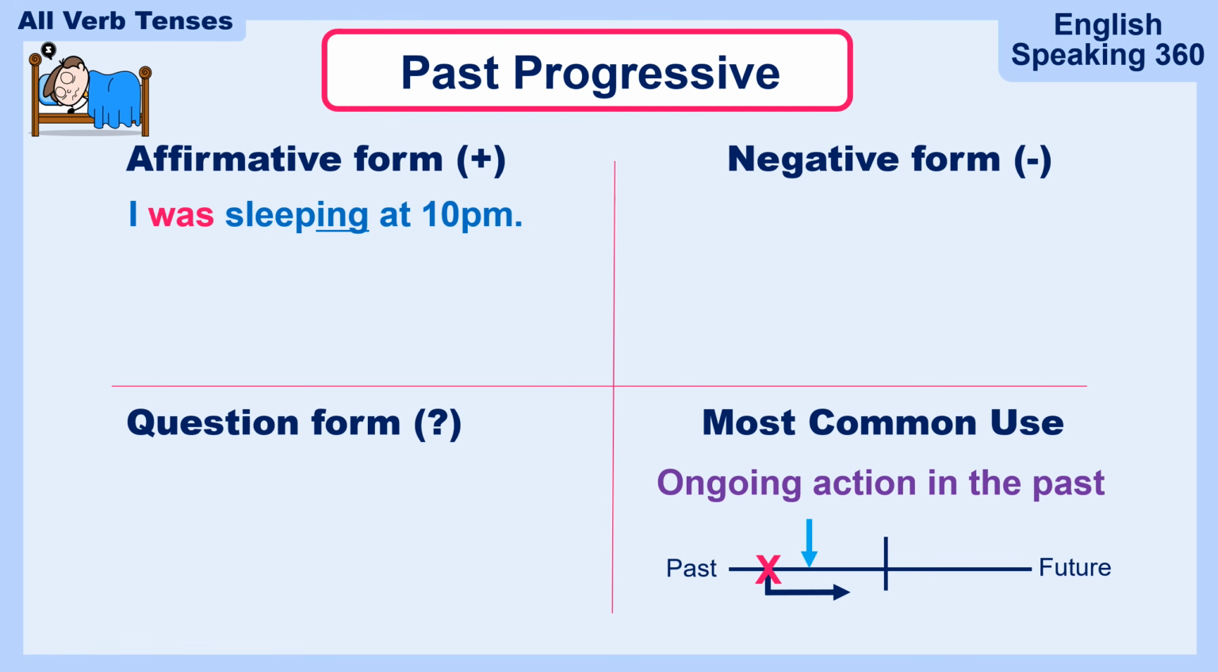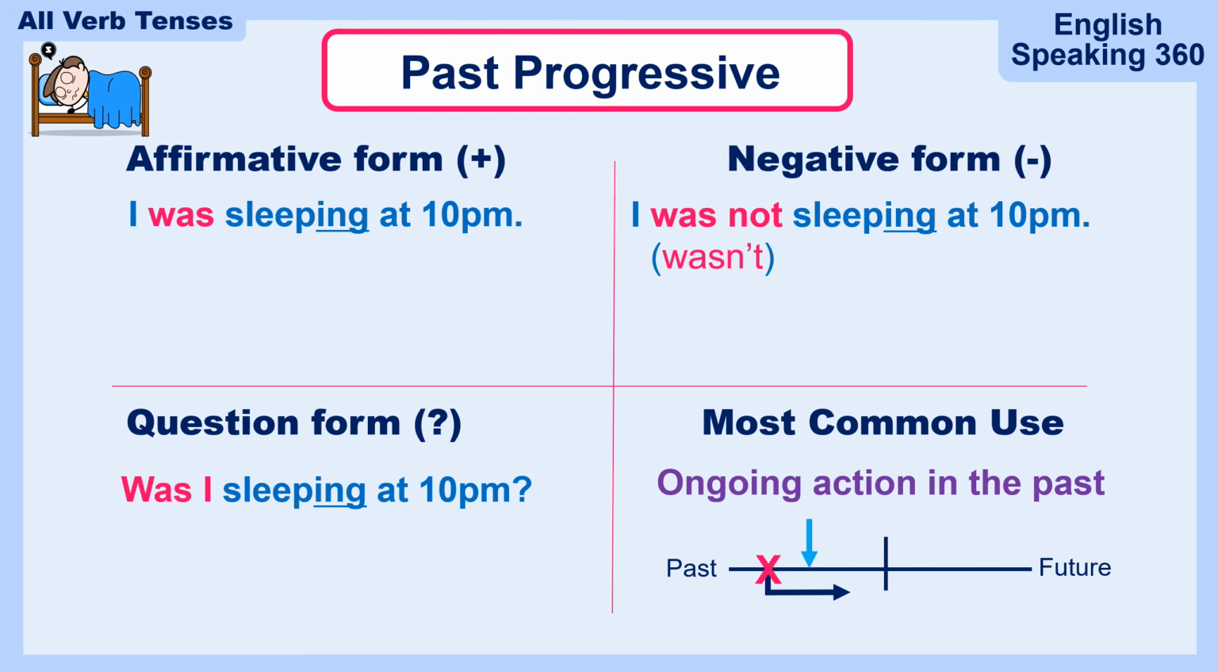What is the negative form? I was not sleeping at 10 p.m. You can also use the contraction. Can you guess? I wasn't sleeping at 10 p.m. Question form? Was I sleeping at 10 p.m.? It's a little strange, once again, that you're asking that about yourself, but sometimes it happens. Maybe you didn't check the time and you're like, what? Was I sleeping at 10 p.m.? I can't believe it.